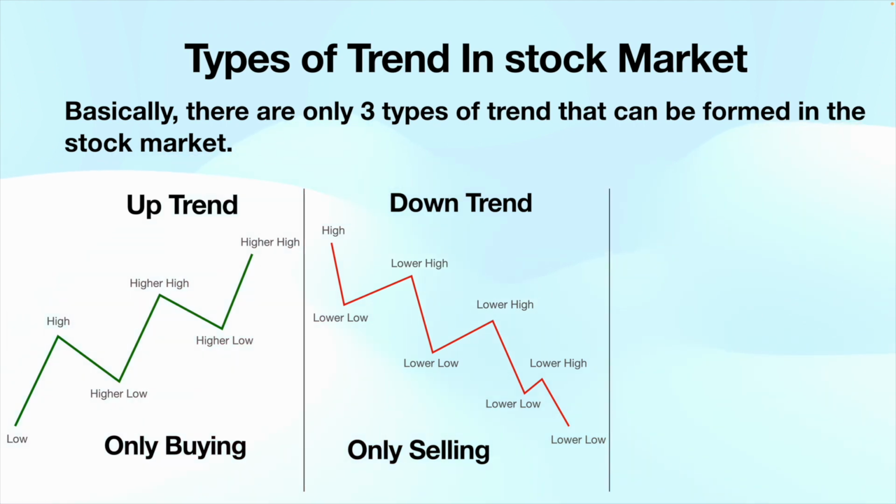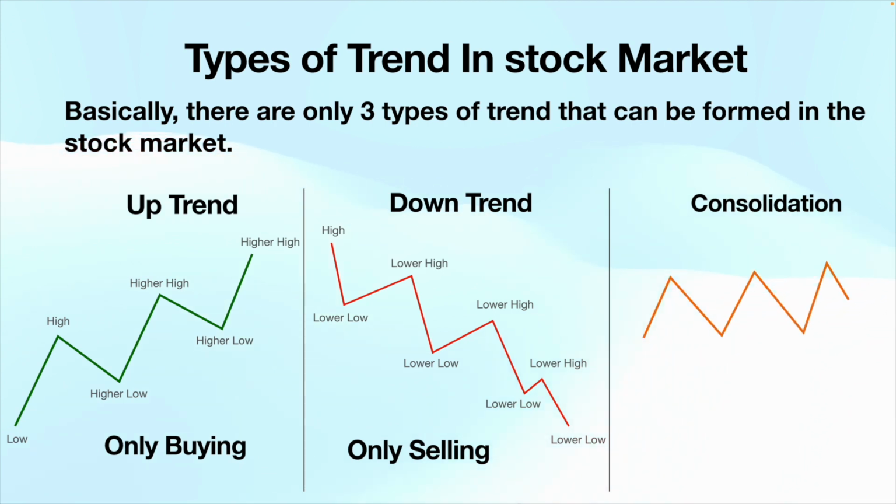The third and final type of trend is called consolidation. Now during a consolidation phase, there will be confusion in the market. The stock will be trading in a range like this, between the resistance level and support level like this.